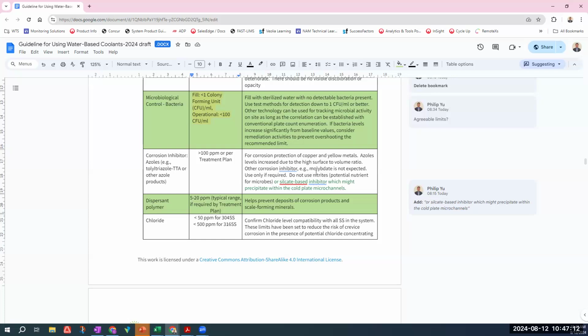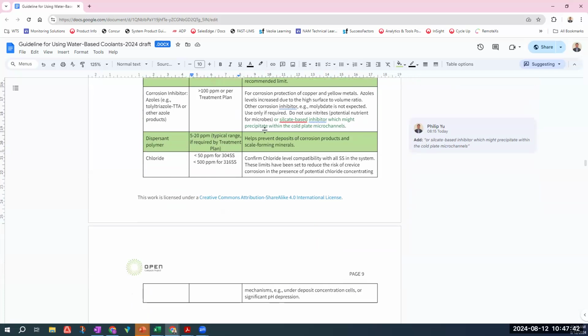corrosion. And this vendor used a silica-based inhibitor for aluminum protection, but this inhibitor is prone to precipitate when you have a pH fluctuation. So if you have this corrosion inhibitor, you might want to pay attention to the stability and also the active monitoring, in case of issues that might plug up the microchannel in the cold plate.